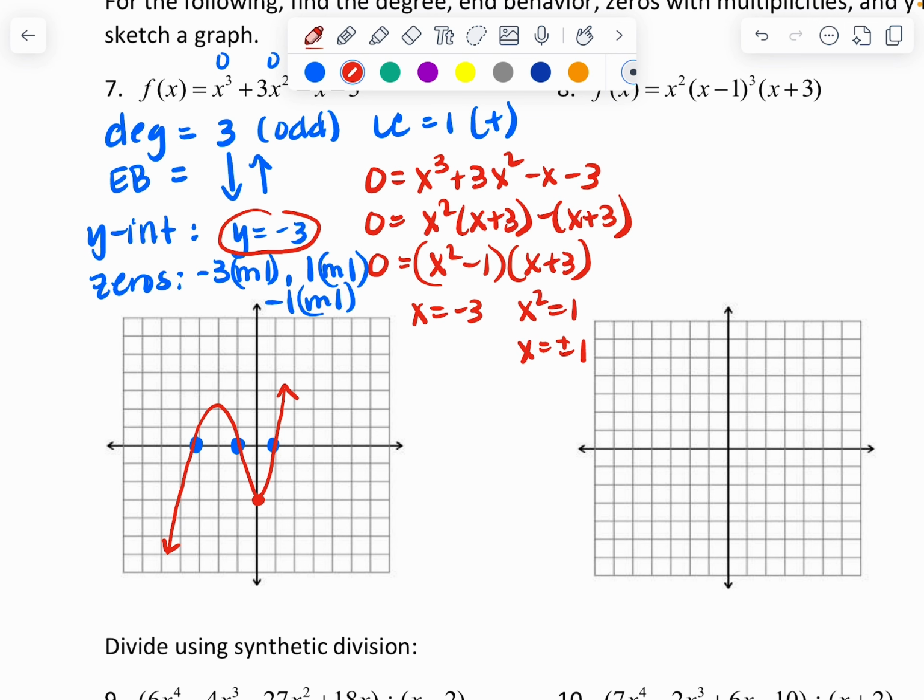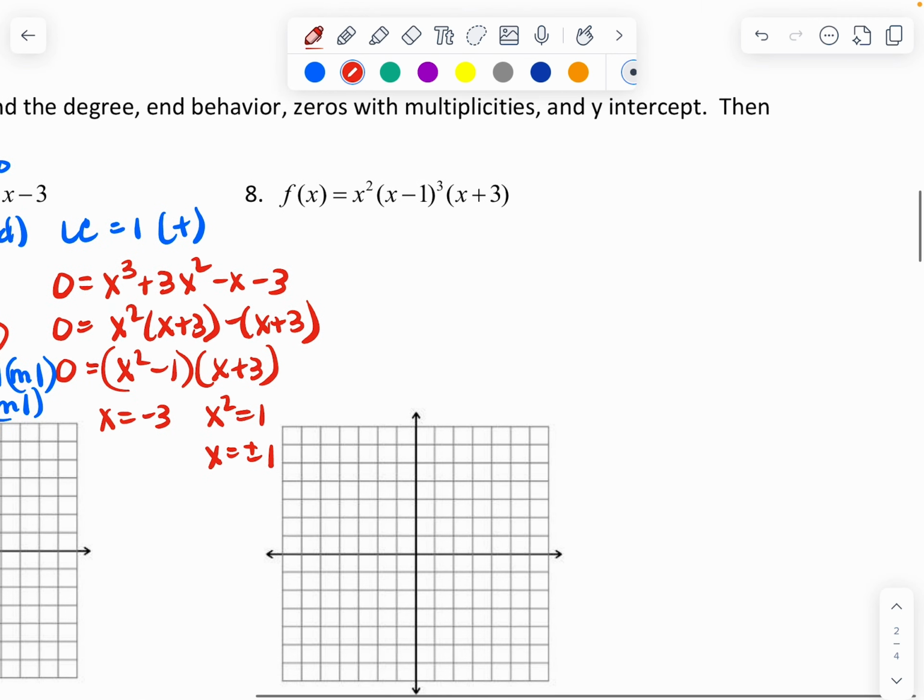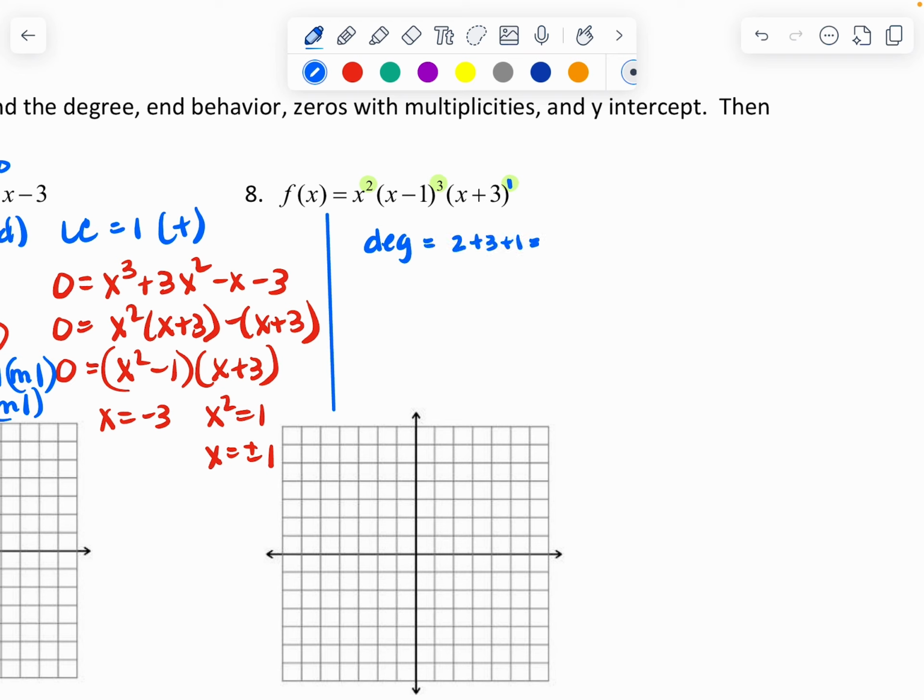Okay. All right, let's look at number 8. Okay, this one's easier in a sense because it's already factored for you. Please do not unfactor it by foiling. That would be awful. Okay, so what do I need? I need the degree. So how do I calculate the degree? I need to look at all my little exponents here, right? Oop, what's that last one? There's nothing there, so that's kind of like a 1. So if I add those up, that's going to be 2 plus 3 plus 1, which is 6.